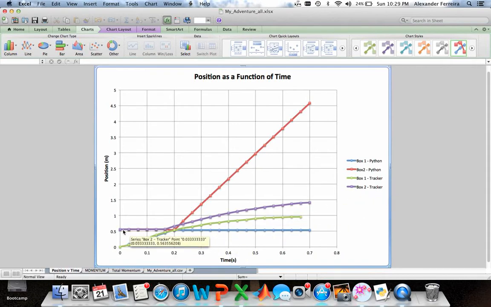Box 2, you'll see, was at 0 velocity, was stationary, and then at the time of the impact, it quickly picked up velocity and continued to accelerate out. However, we see something a little bit different with Python.